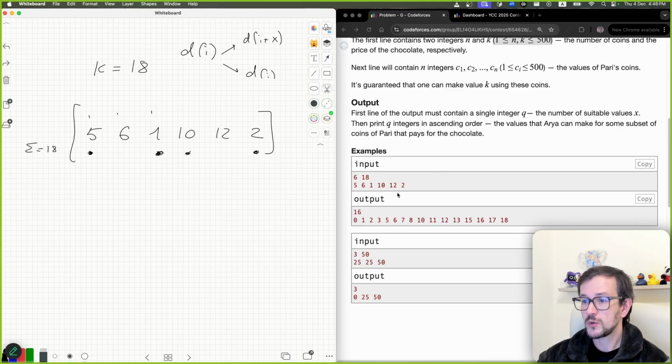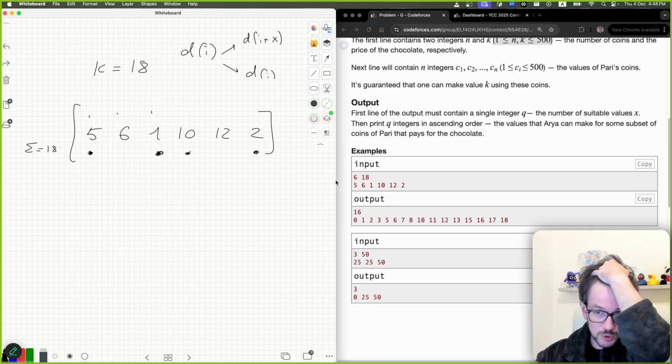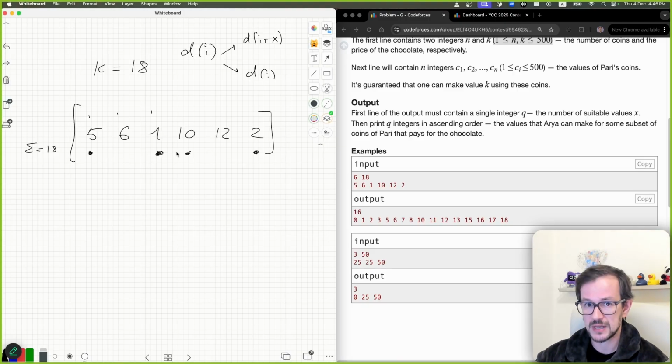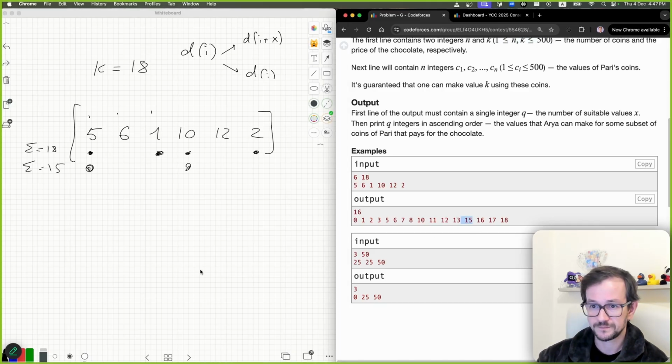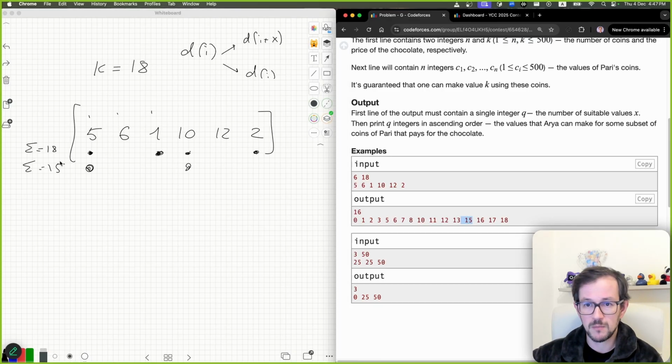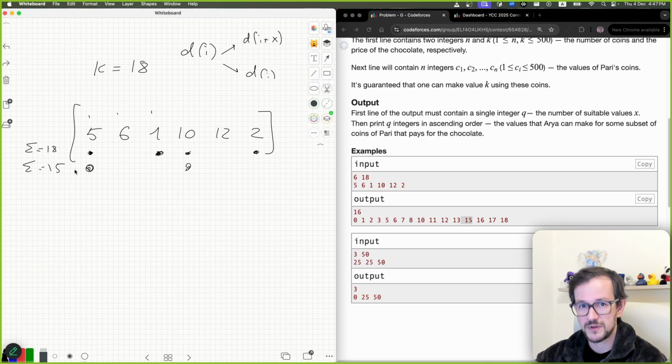Okay. Now, what do we need to do here? From this set of numbers, we need to pick some subset. Let's say I pick this element and this element with sum equal to 15, and that's how I get this 15. So I take some numbers with sum 18, and from this set I pick another subset with sum equal to 15.